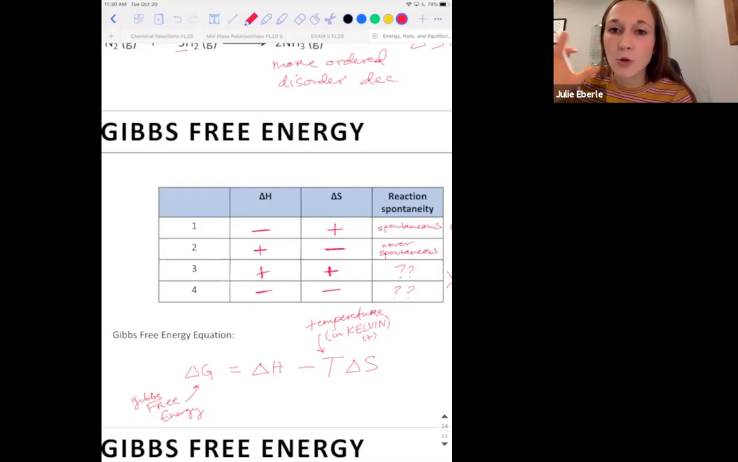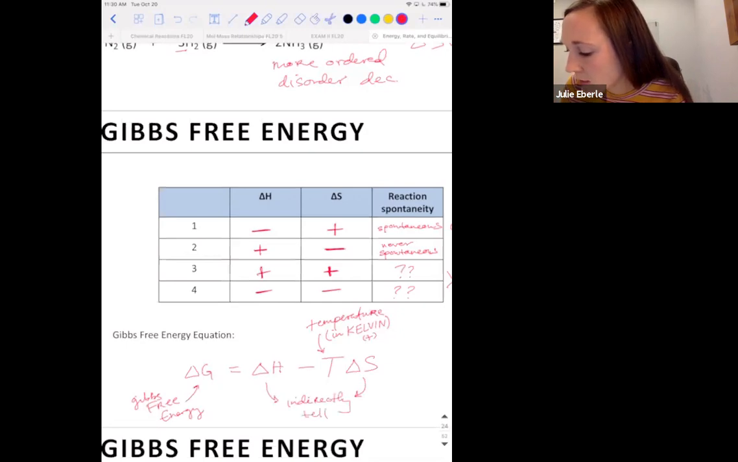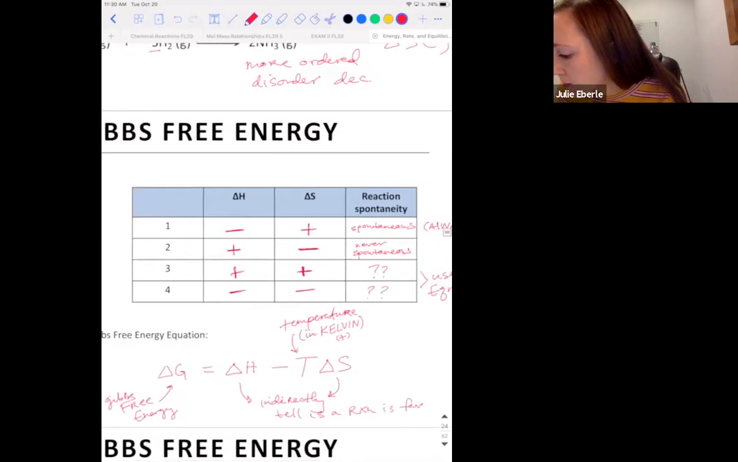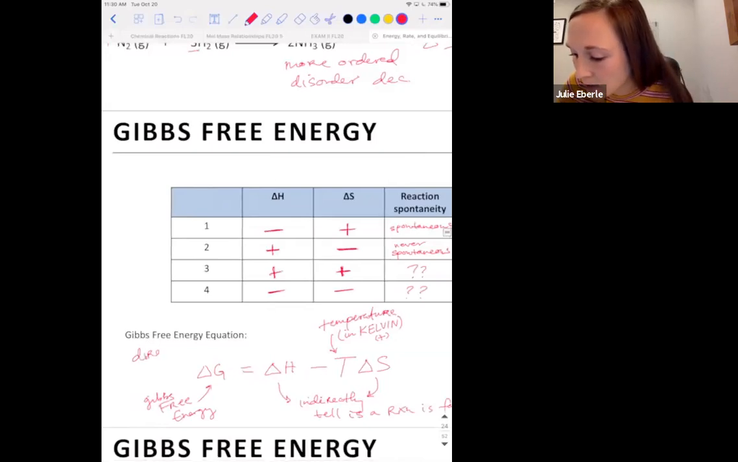And when you put everything together this way, if you have a positive delta H and a positive delta S, you can plug it into the equation and you can calculate a delta G, and you can figure out based on the sign of delta G. I'm going to explain in just a second. The sign of delta G directly tells us, oh, spontaneous, not spontaneous. Delta H and delta S, these two indirectly tell if a reaction is favorable. Indirectly, but delta G directly tells us if a reaction is favorable or not.